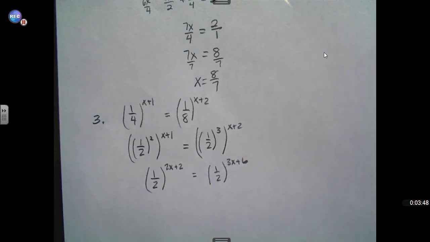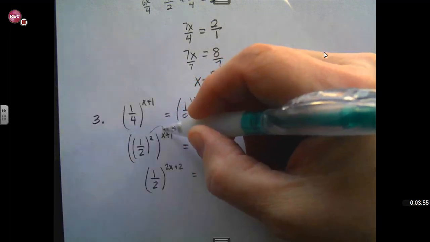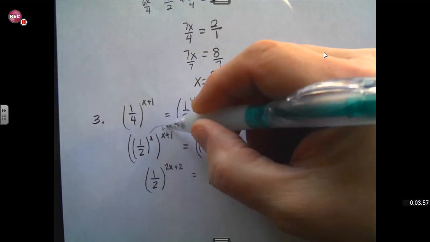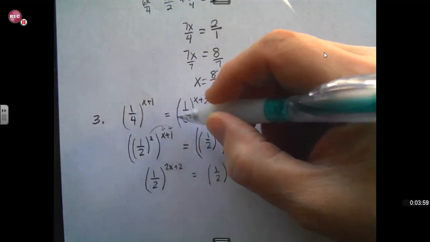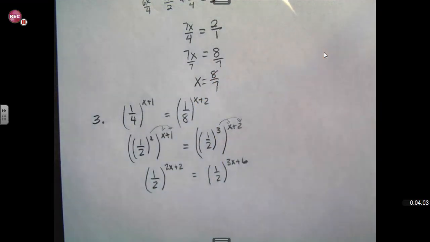And I remember this problem on the quiz, and the issue was many of you distributed the 2 to the x, but then you did not distribute the 2 to the 1 as well. Okay, the 3 gets distributed to the x, it also gets distributed to the 2. That's where I get the 3x plus 6.